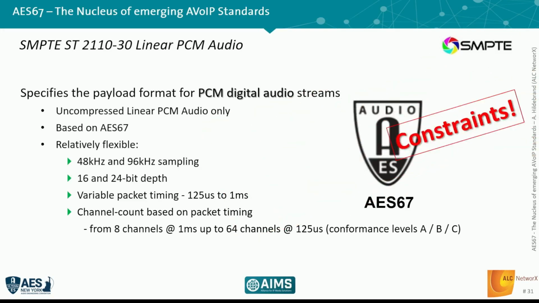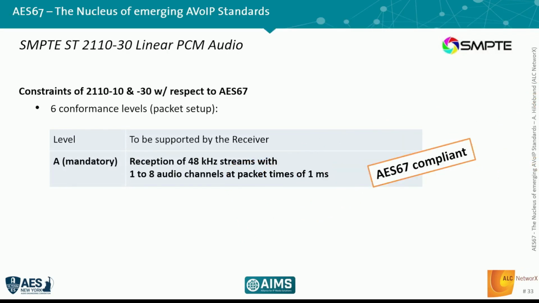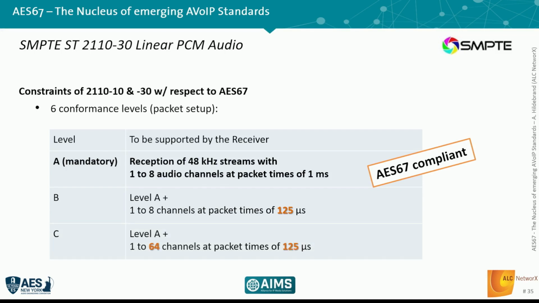Well, it has some constraints, and just to give you an idea what the constraints actually are, 2110 specifies audio conformance levels. As you know, AES67 was just a very small set of definitions to make sure that all the solutions speak the same language or the same encoding format. So it has specified L16, L24 with 1 millisecond packet time, and now -30 also adapted this mandatory requirement as conformance level A. And that's exactly the very same as AES67 does. But then it also specifies conformance level B and C, which make packet time smaller and increase the number of channels for higher performance. But the only mandatory conformance level is level A.